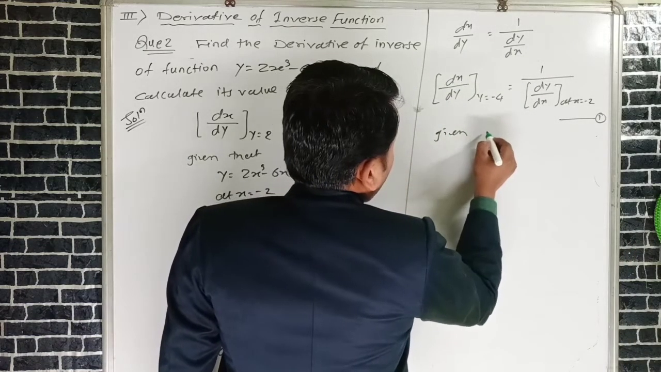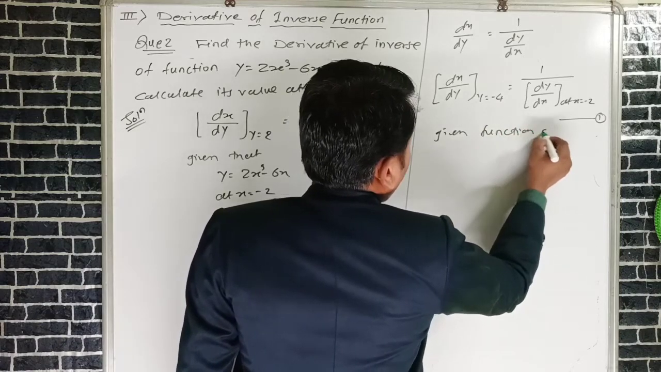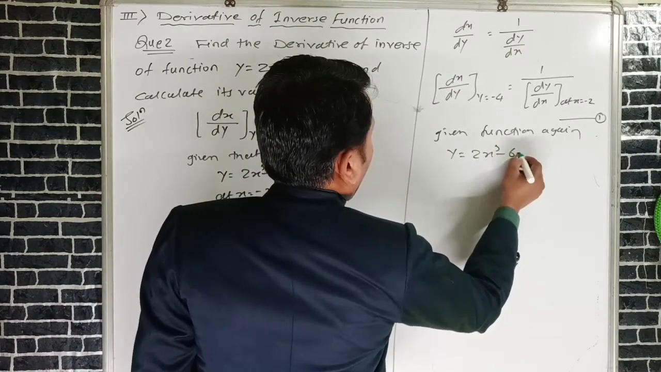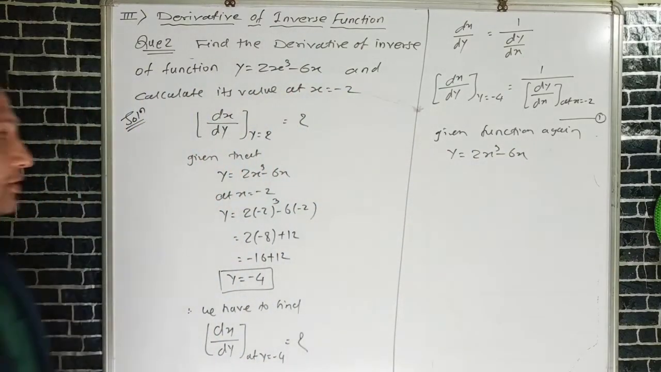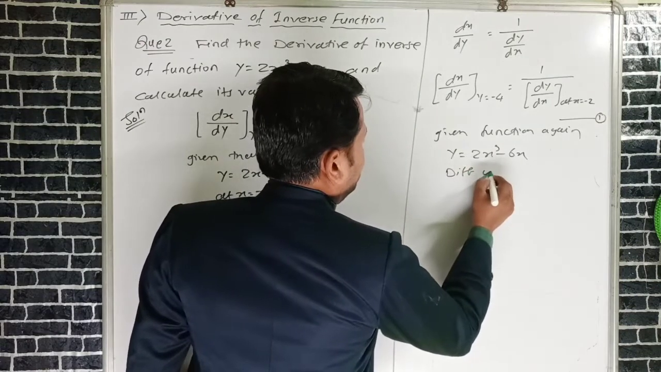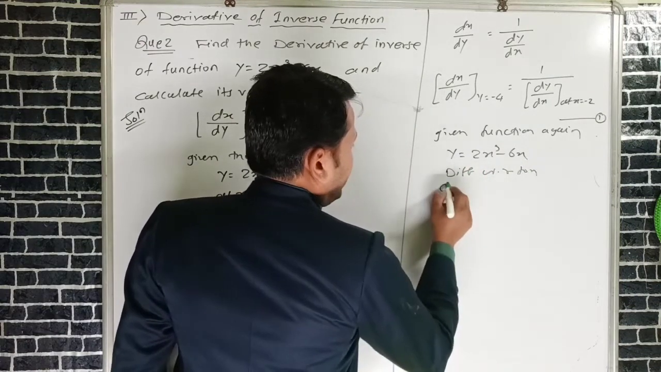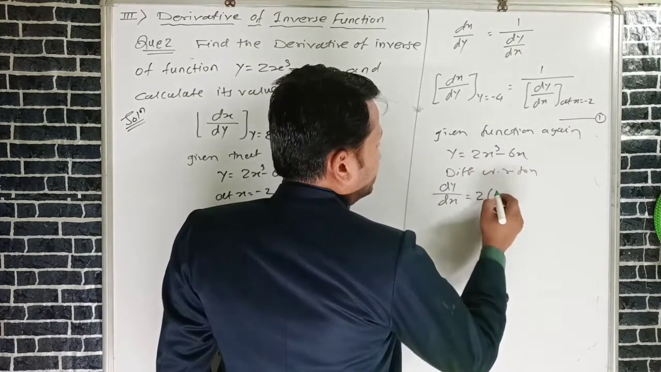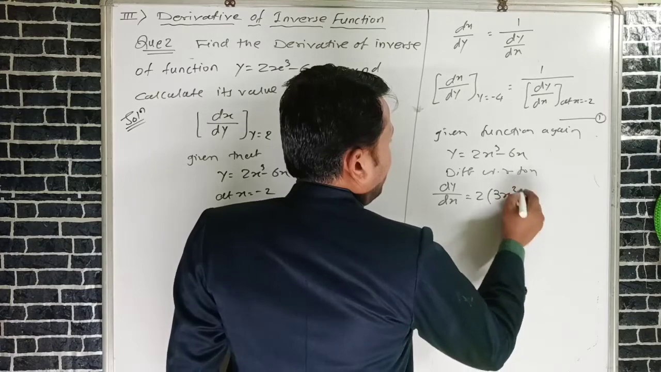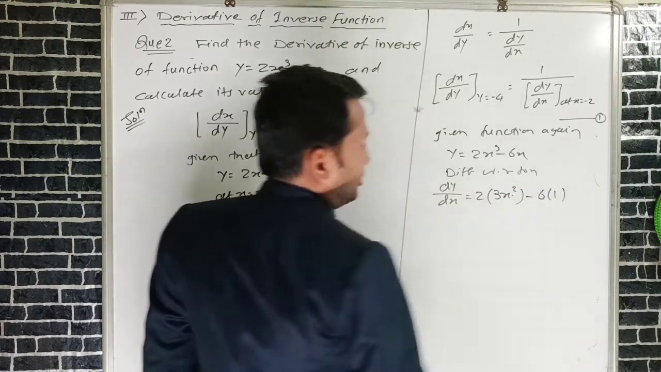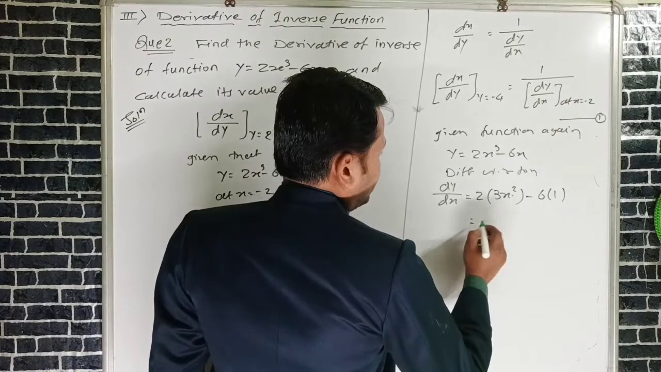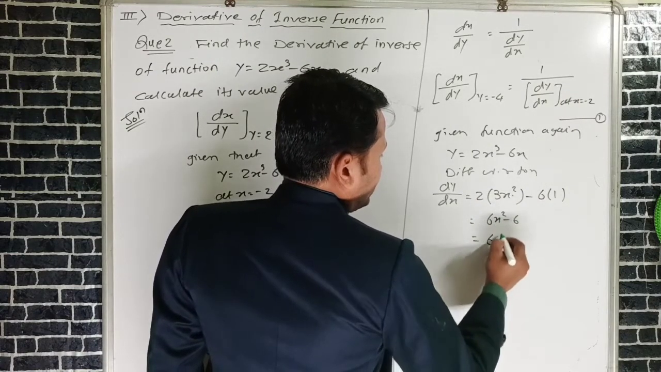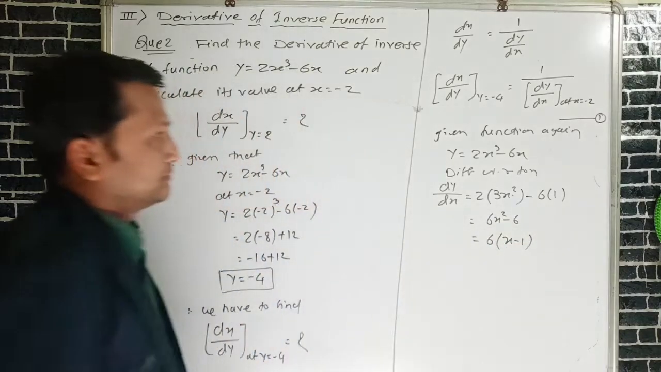Given that y equals 2x cube minus 6x. If we differentiate the given function with respect to x, we get dy upon dx. 2 is a constant and the derivative of x cube is 3x square, minus 6 into the derivative of x, which is 1. 2 into 3 is 6. If we take 6 common from both terms, 6x square minus 6, we get 6 into x square minus 1.